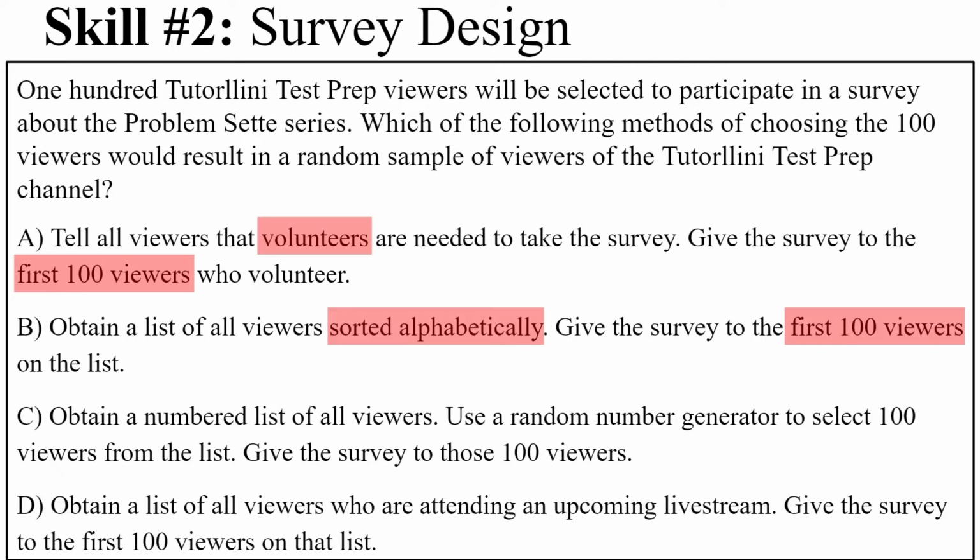Okay, C says obtain a numbered list and then use a random number generator to select 100 viewers. That sounds good. That's one of the good methods we talked about on the previous slide. I bet the answer is C. But let's look at D.